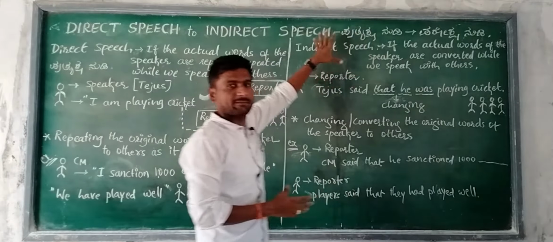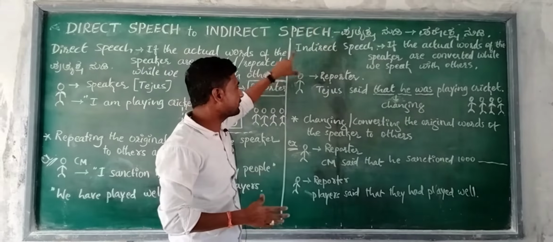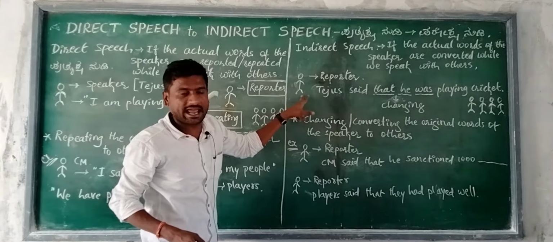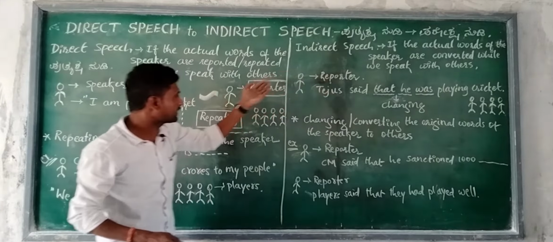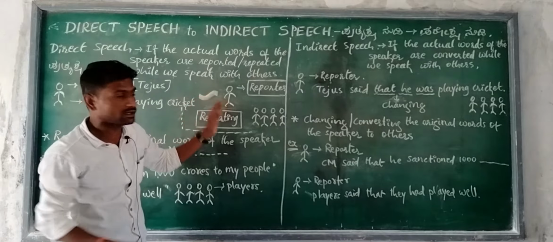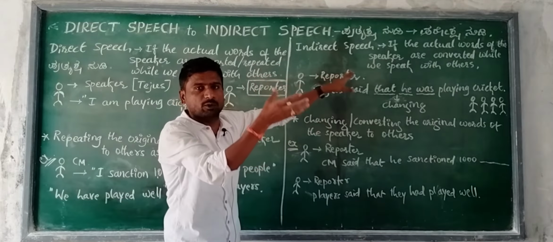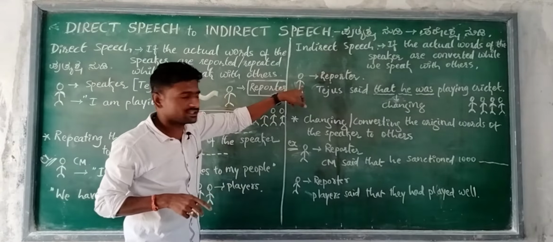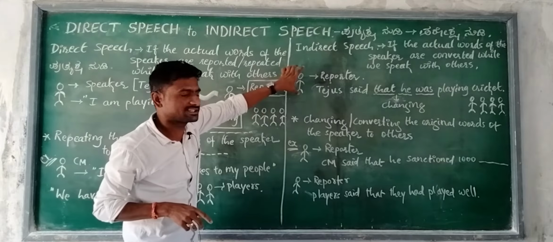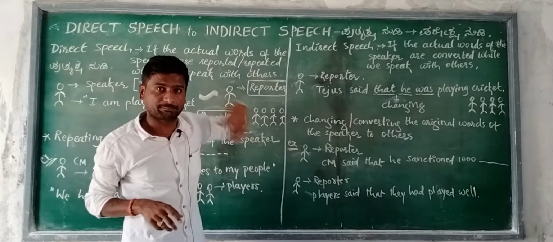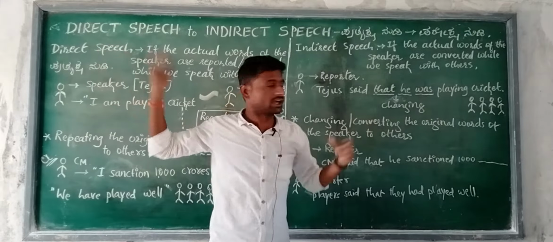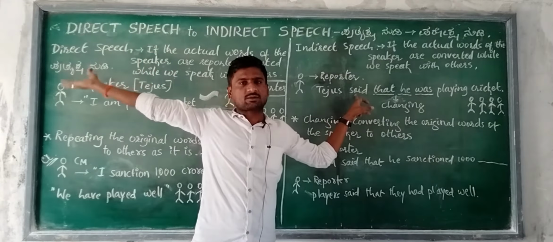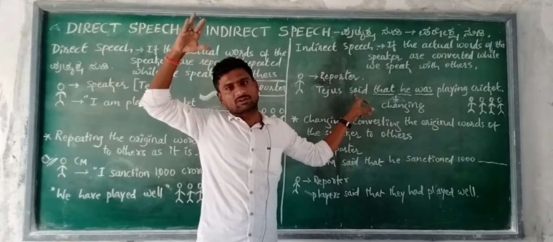My dear students, I am going to give you the example here. See, here is a diagram, and this diagram is referred to as the reporter. I have already discussed the diagram of the reporter, but in this part the reporter stands as the main part. Okay, see, here is a diagram of the reporter, and this reporter is reporting the words of Tejas. Okay, see, Tejas said that. Who is Tejas? Tejas is the original speaker, and he has already spoken.